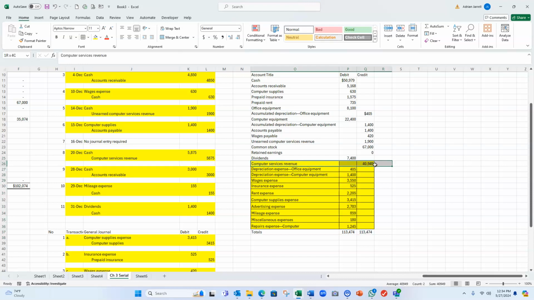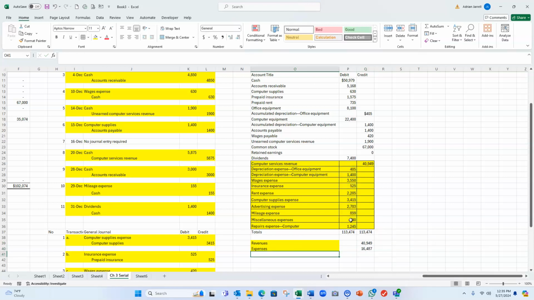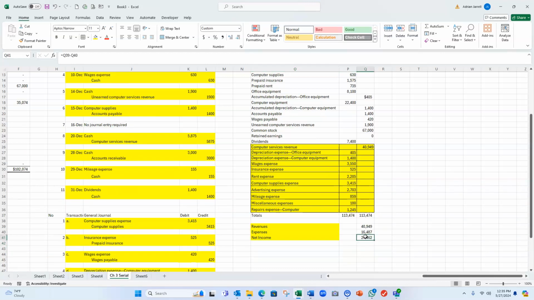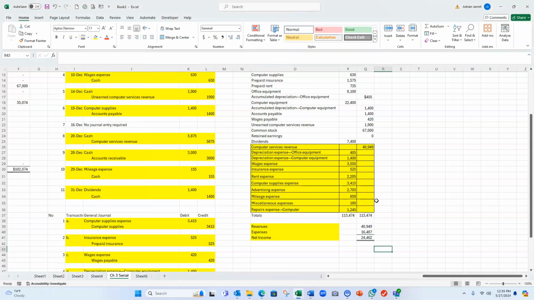Now I've highlighted these in yellow. This is my income statement. So I could take my income statement and that would give me my net income. My revenues minus my expenses equal net income. So here's my revenues minus all my expenses, net income.